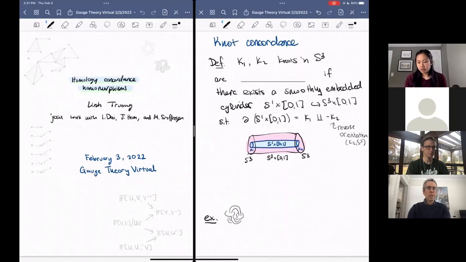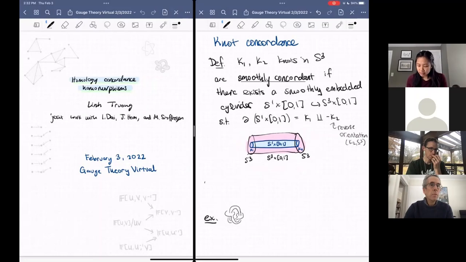First, for knots in S3, we say that two knots are smoothly concordant if there exists a smoothly embedded cylinder, S1 times an interval, into the four-manifold S3 times an interval, such that the boundary of the cylinder is the union of the two knots, K1 and the reverse of K2. So here's a picture to visualize the idea of knot concordance. K1 is on one boundary component of S3, and K2 is on the other boundary component.